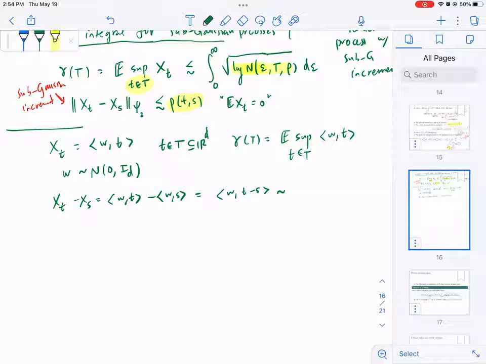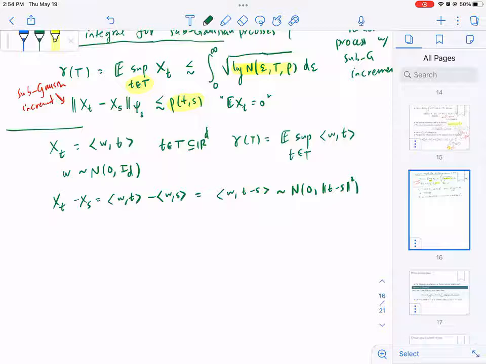So if W is Gaussian, what is this? Gaussian, because it's an inner product of a Gaussian vector with some fixed vector. So what is the mean? 0, and then it's univariate. What is the variance? It's the norm of t minus s. Yeah, so that would be the mean and the variance. So now can I claim that this is sub-Gaussian? It's a Gaussian variable. It's definitely sub-Gaussian.